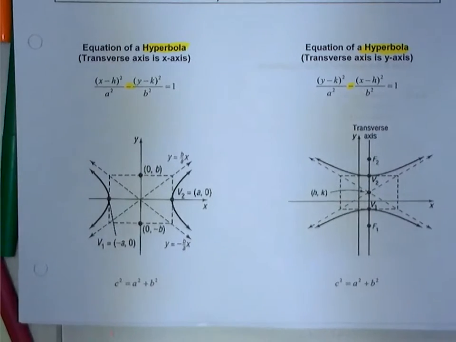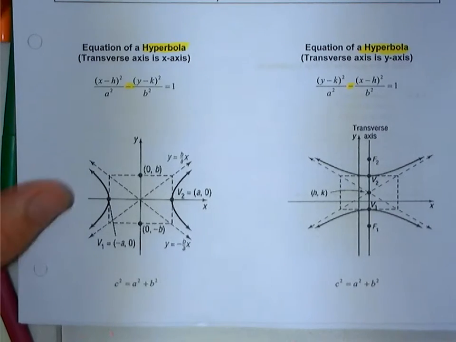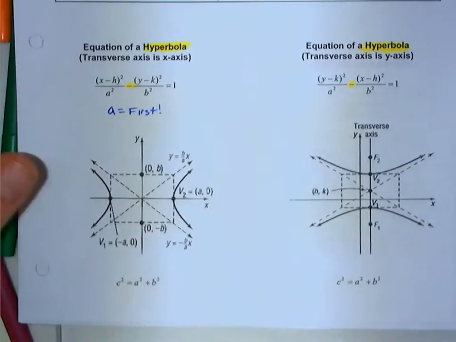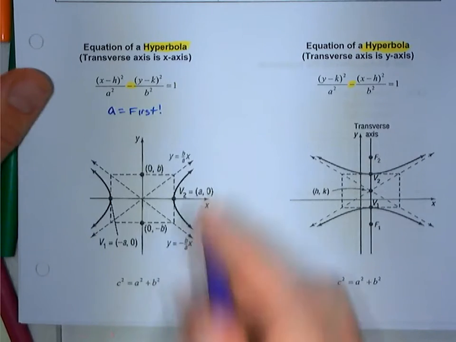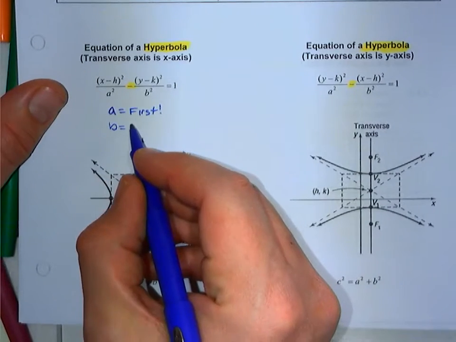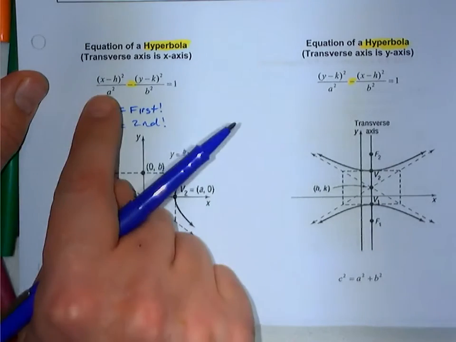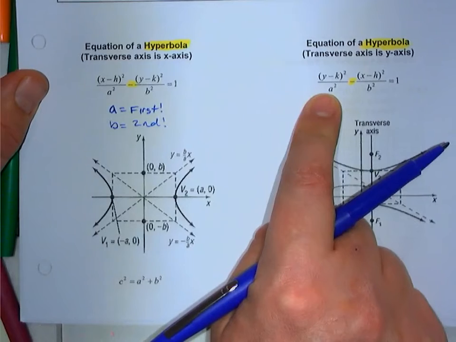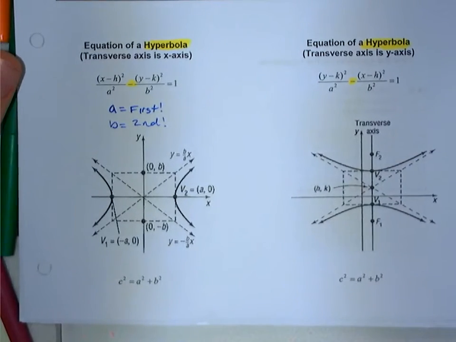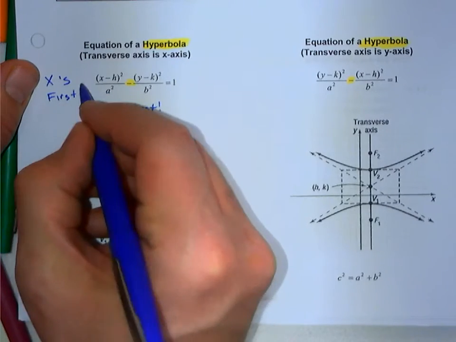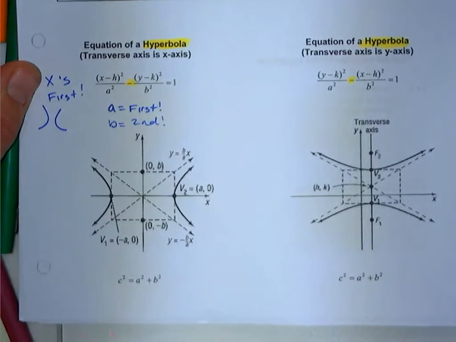Okay, so we look at the a squared. Now, before, a squared was always the big guy. Well, now a is no longer the big guy, it's actually the first guy. So a is first. A could be smaller than b. That's okay. A is always the first guy, and B is always the second guy. Okay? So, you're right that A is underneath the X, and A is underneath the Y, and that's because those guys are first. So if you see the X is first, like on this one, then we know this thing is opening side to side.